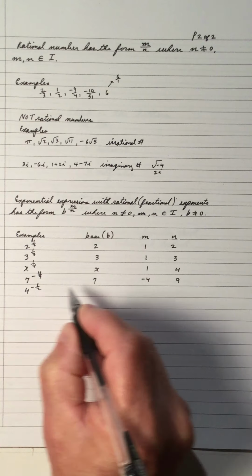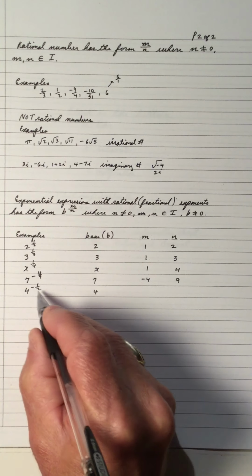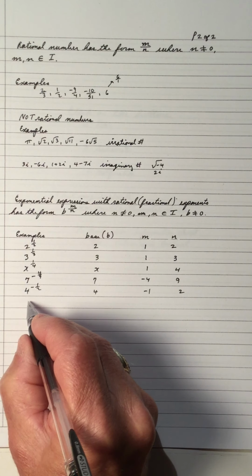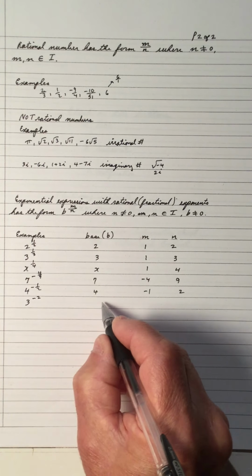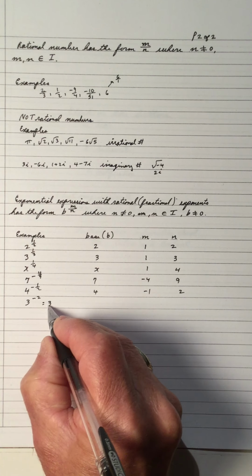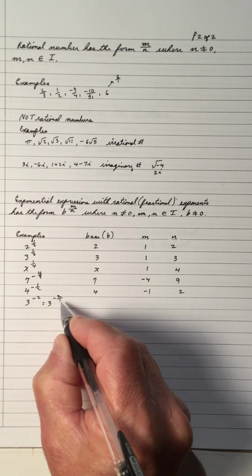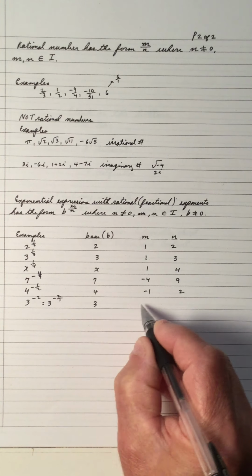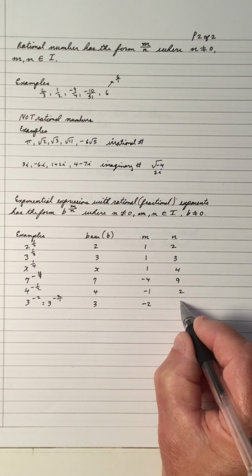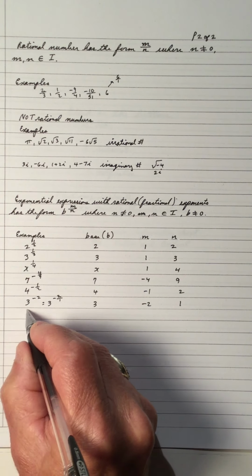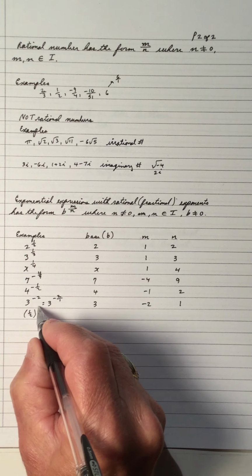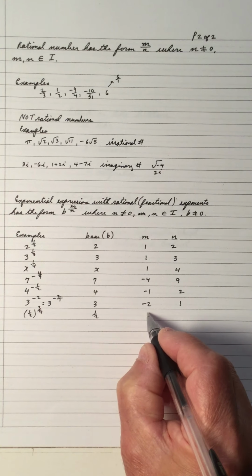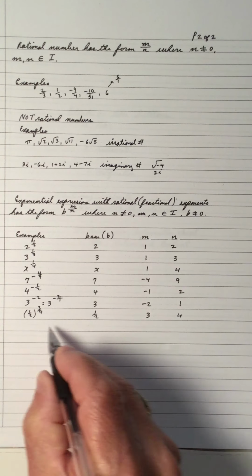4 to the negative 1/2: the base is 4, m is negative 1, and n is 2. We also have 3 to the negative 2, which is the same as 3 to the negative 2 over 1. So the base is 3, m is negative 2, and n is 1. We could also have a fraction as the base, 1/2 to the 3 over 4. The base is 1/2, m is 3, n is 4.